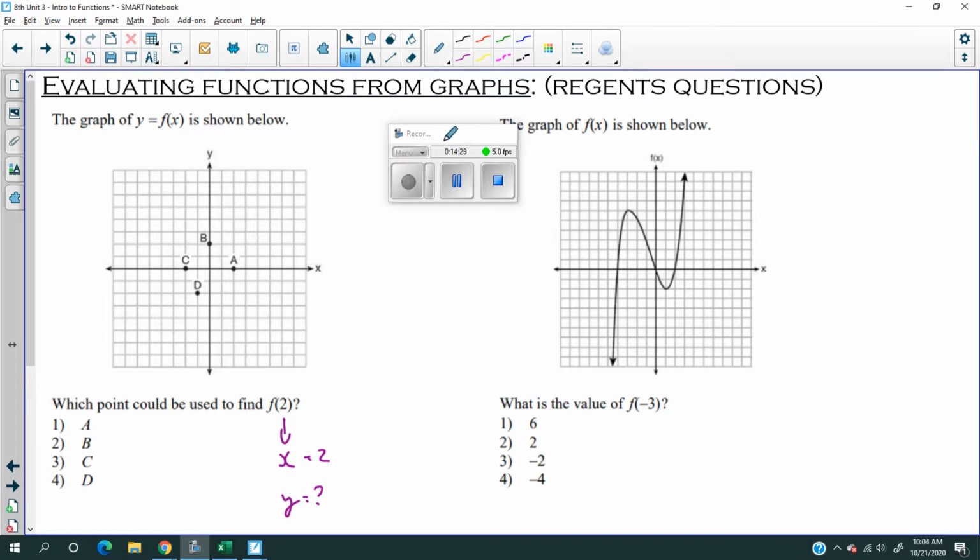Okay, since there are only 2 questions, I'm just going to go over this real quick. So f of 2, where is x equals 2? It's right here, 1, 2, on the x-axis, so it's point A. That's it, okay? Nothing crazy.